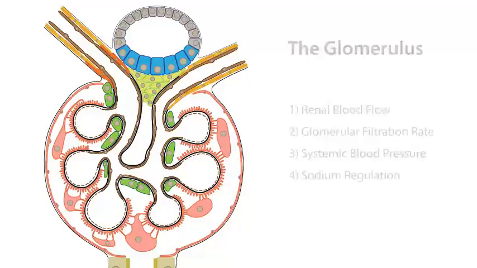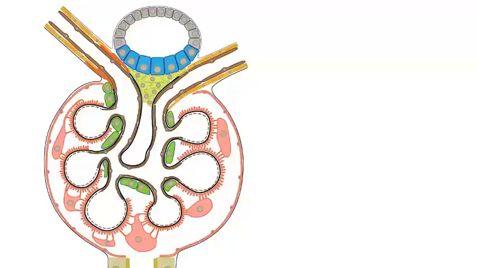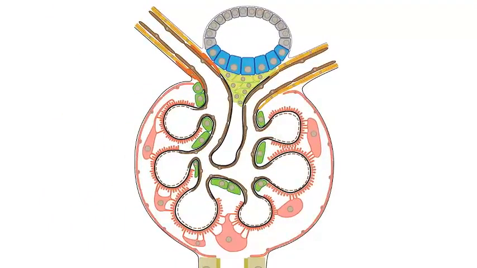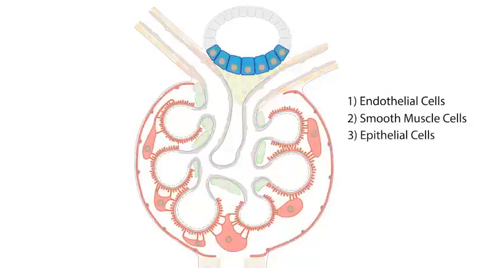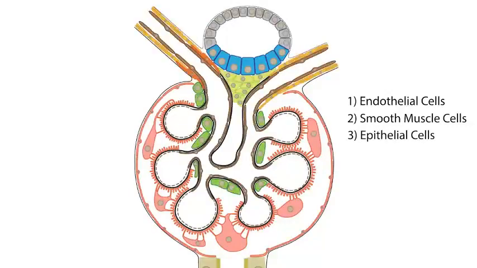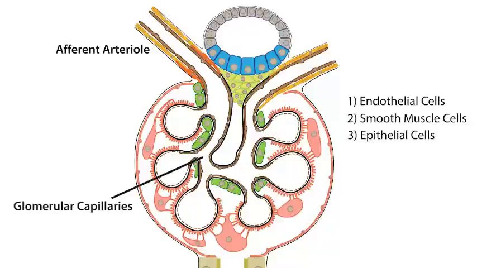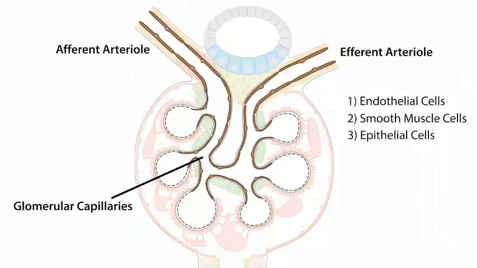In this micro lesson, we'll limit our discussion to the basic structure of the glomerulus and the cells that make up the glomerulus. To start with, the glomerulus is composed of three different cell types: endothelial, smooth muscle, and epithelial cells. Like the vasculature throughout the body, the afferent arterioles, the glomerular capillaries, and the efferent arterioles are lined with a single layer of endothelial cells.